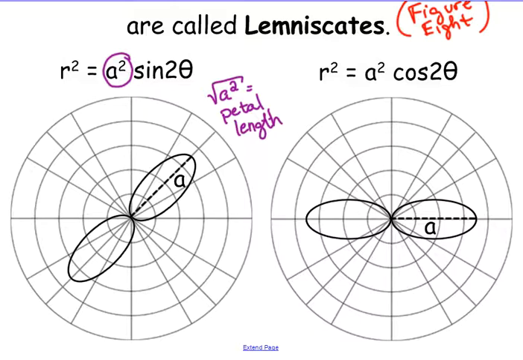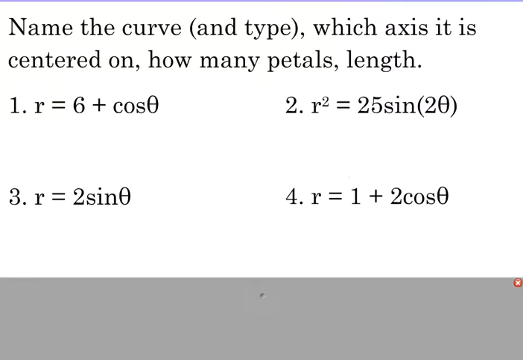Okay, so let's look at the white sheet for just a second. We're going to look at a few of these and go through just identifying their characteristics really quickly. So the first one there on your white sheet is r is equal to 6 plus cosine of theta. Your instructions on your paper don't give you this much detail. We're going to add these things. We're going to name the curve and the type if applicable. If it's a limaçon, we need to designate which type of limaçon, which axis it is centered on, how many petals it has, if it has petals, and the length of those petals.